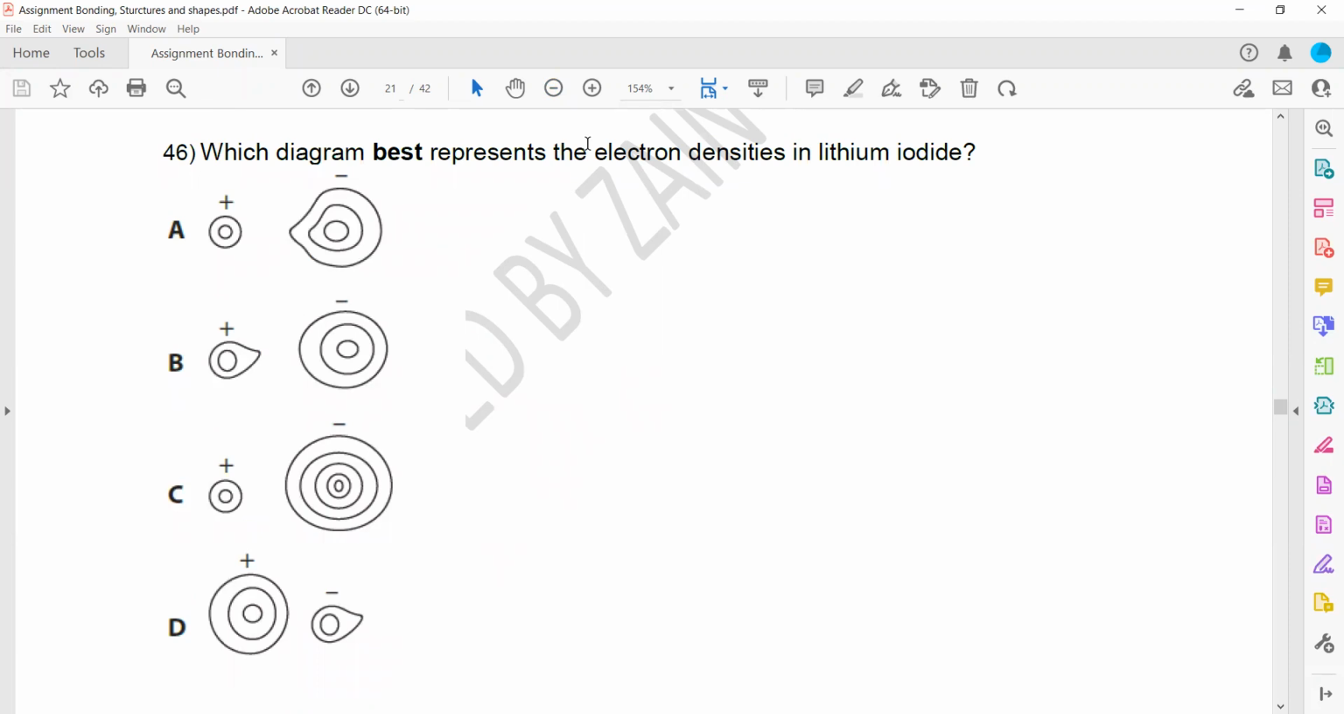Which diagram best represents the electron density in lithium iodide? So lithium is a plus charge. Lithium is a plus charge. And iodine is -1.